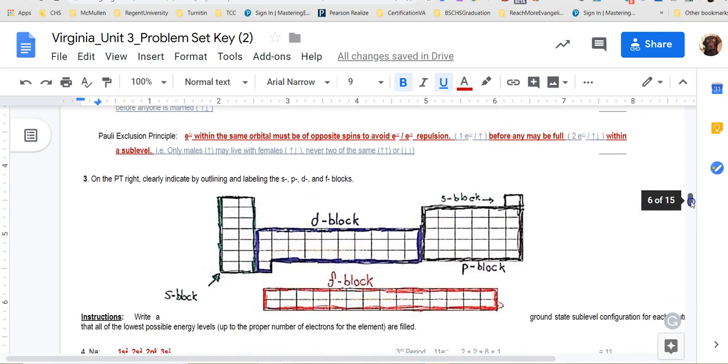Marriage comes in pairs. The Pauli exclusion principle says electrons within the same orbital must be of opposite spins to avoid electron-electron repulsion, because remember, subatomic particle electrons are negative and negatives repel each other. And then the upward facing arrow that indicates the spin of that electron must be filled before they pair up within a level. So in this world, males may live with females and never up or down.